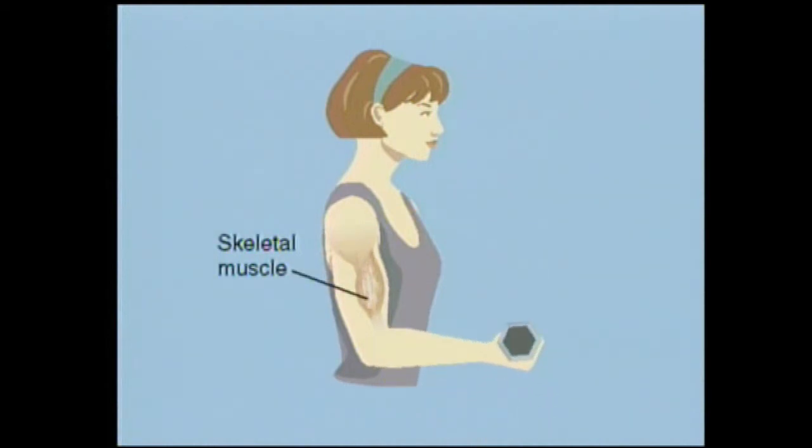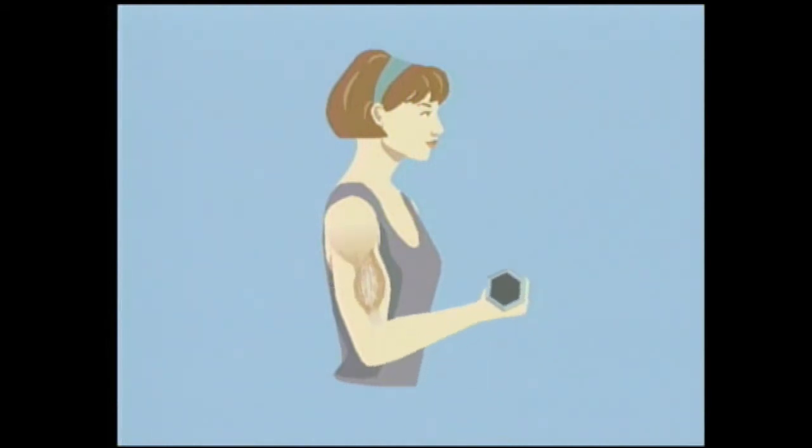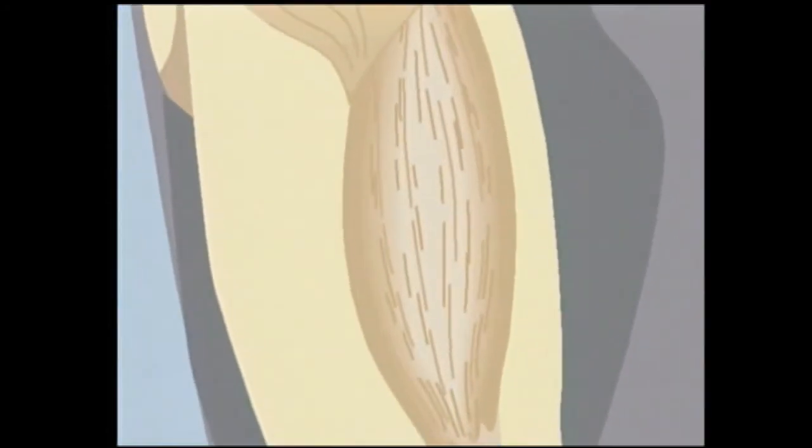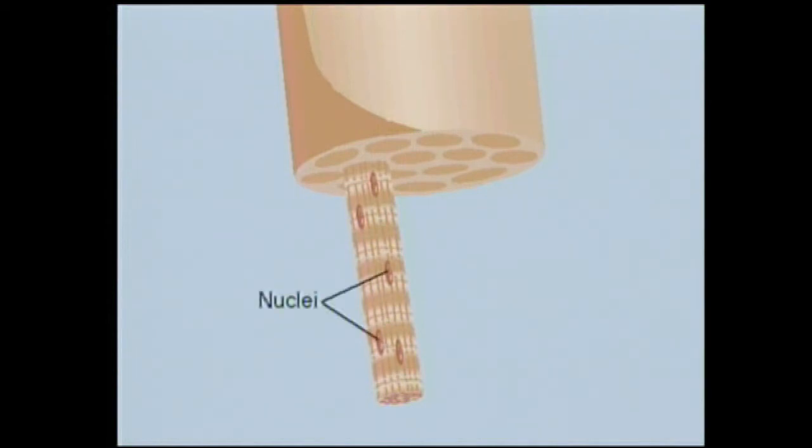A skeletal muscle causes motion by contracting. During contraction, the muscle thickens and shortens. When the muscle relaxes, it returns to its normal shape and length. Muscles contain many bundles. Within each bundle are many long muscle cells. These cells are called muscle fibers. Unlike most body cells, muscle fibers have many nuclei.